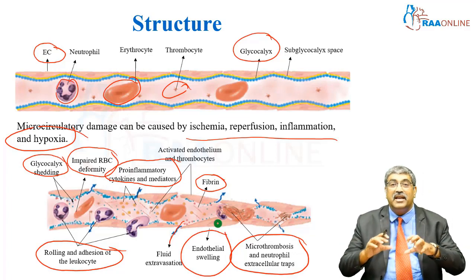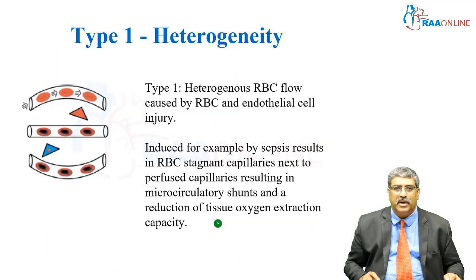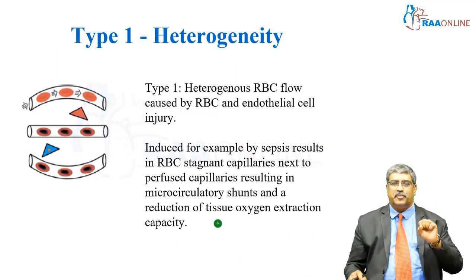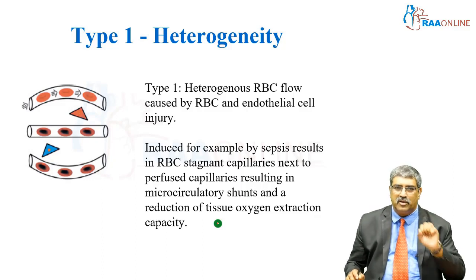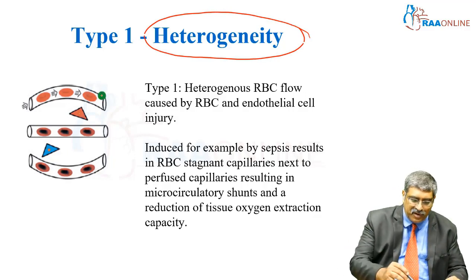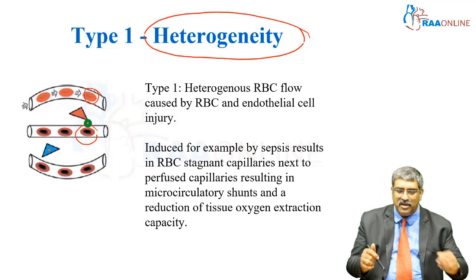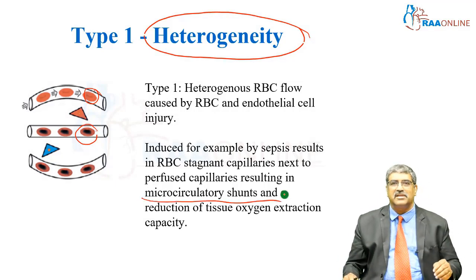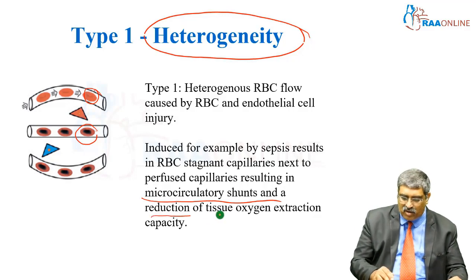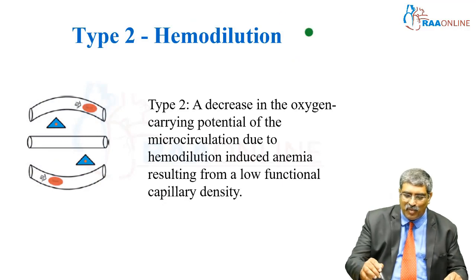These are the various cellular alterations that happen with microcirculatory impairment, and there are four types of response, or four types of damage, with regard to microcirculation. Type 1 is heterogeneity. Here you have the normal RBC and here you have the RBC stagnant capillaries. So, adjacent to a normal RBC, there is a diseased RBC, which results in reduction of tissue oxygen extraction. Second is hemodilution.